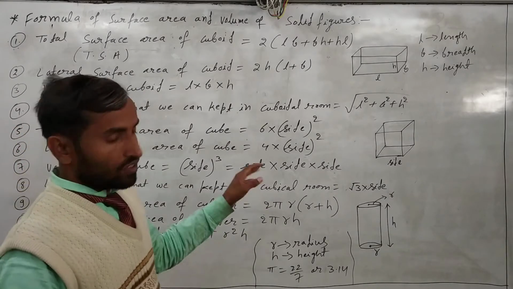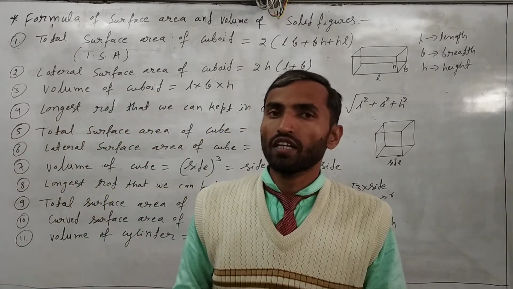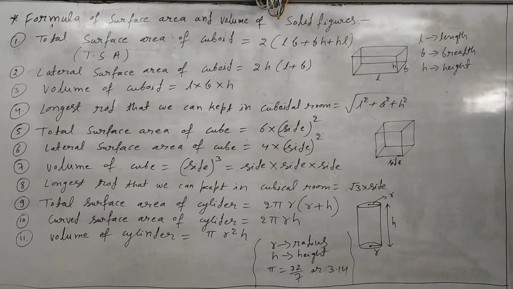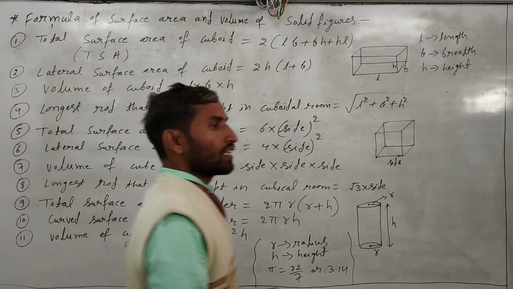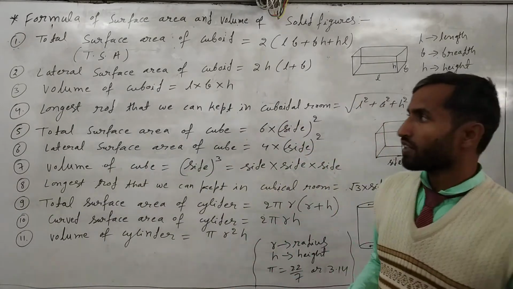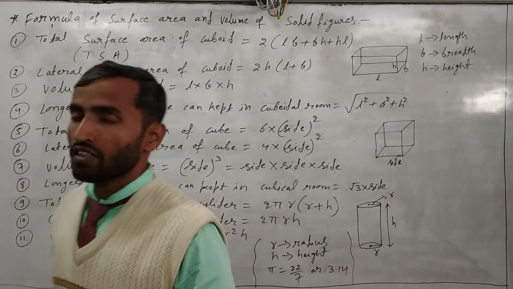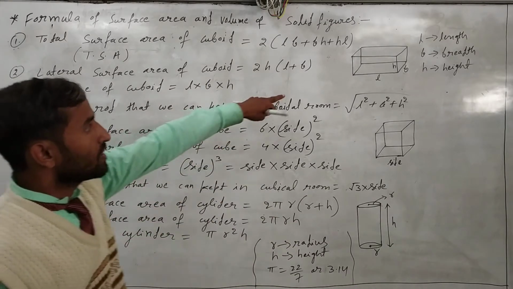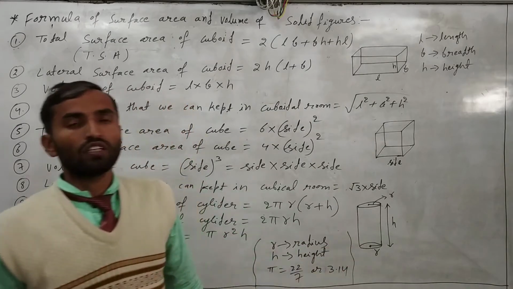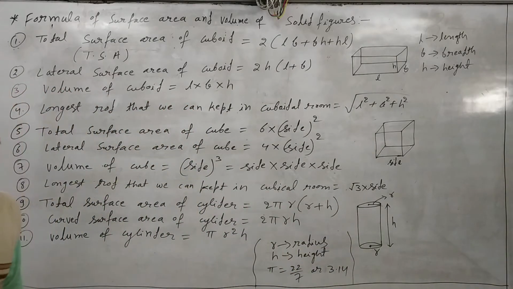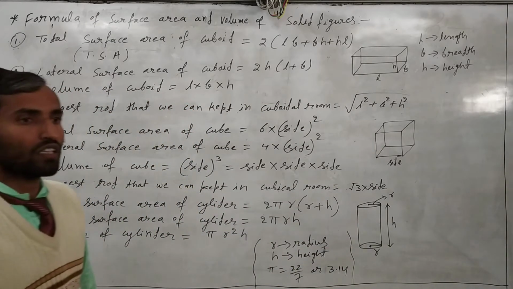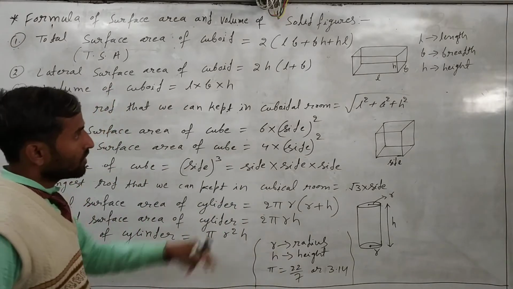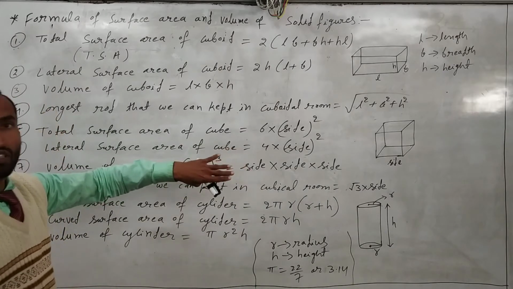Now we go to our next exercise, in which we have to find the surface area and volume of solid figures. Solid figure means three-dimensional figure, like cube, cuboid, and cylinder. Mainly these three figures we study in the 8th class. The others, like cone and sphere, will be studied in higher classes, the 9th and 10th class. So only these three figures we will study in the 8th class.